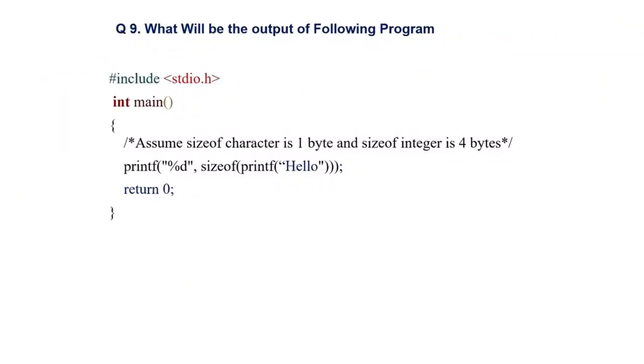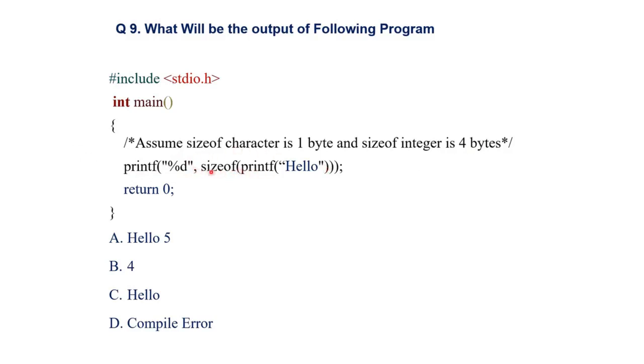So this is our next question where you have to tell the output of the program, and these are the options from where you have to select one correct answer. In this program, we have to assume that the size of character is 1 byte and the size of integer is 4 bytes, because the output of this program is compiler dependent. So here in the printf function, there are two arguments, %d for printing the integer value and the other argument is the sizeof operator.